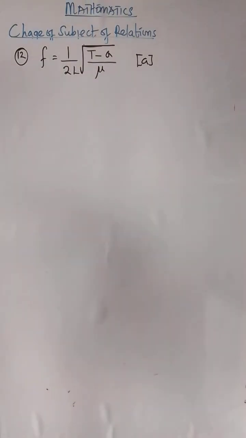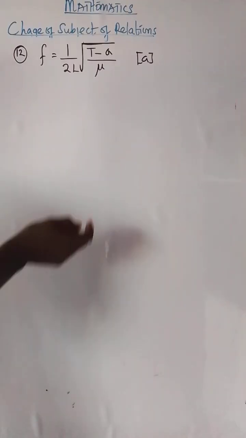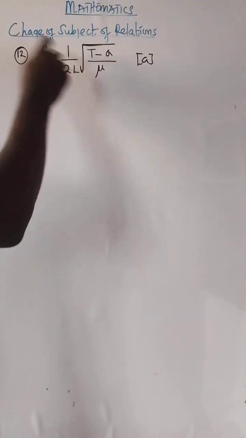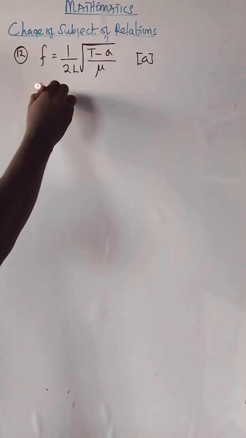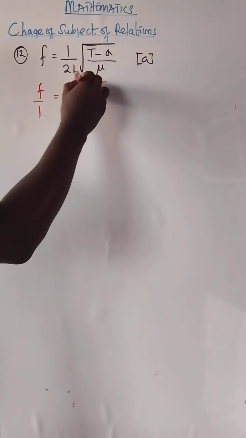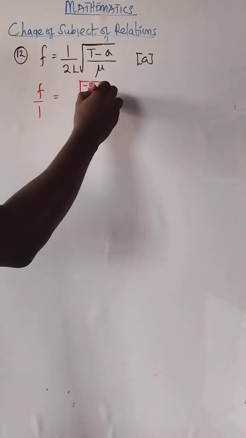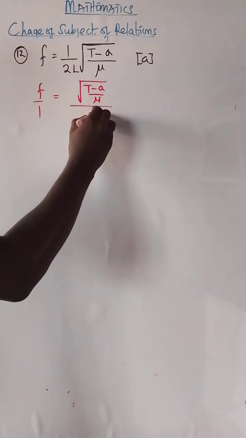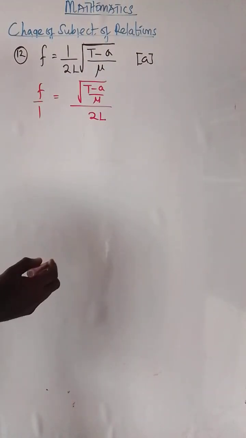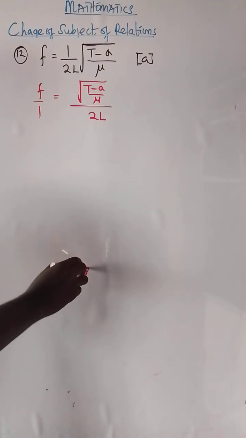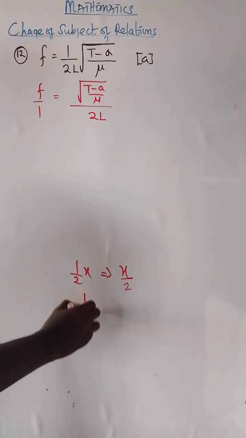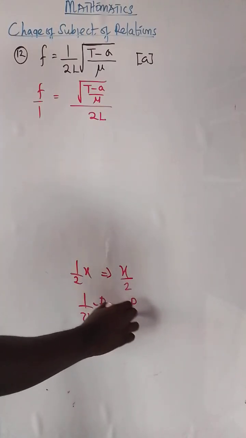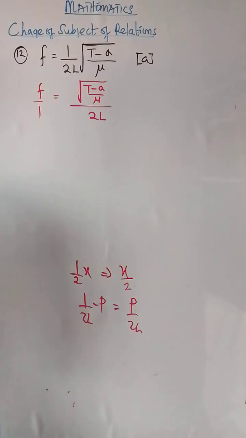For this particular question, our aim is to get a. And I told you, if you have something like this square root, ensure nothing is here. I can write this question as f over 1 equals pi t minus a over mu divided by 2l. Note, if I have 1 over 2x, it's the same thing as x over 2. If I have 1 over 2l times p, it's the same thing as p over 2l. So that we can easily cross multiply.